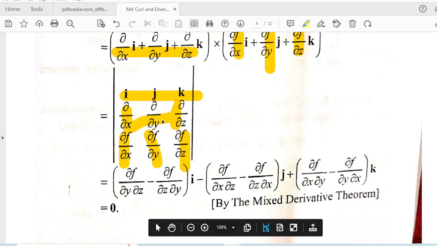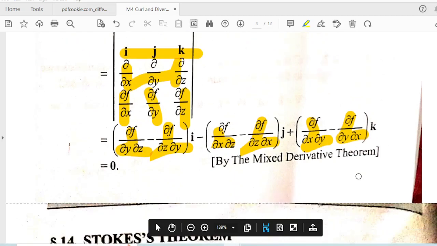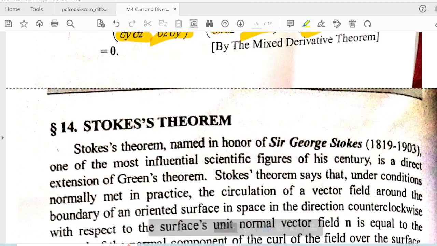When you find the determinant, we get this. So when you find it, you get ∂f/∂y∂z minus ∂f/∂z∂y, so it will be 0. Then ∂f/∂x∂z minus ∂f/∂z∂x is 0, and ∂f/∂x∂y minus ∂f/∂y∂x is 0. So you get it as 0.